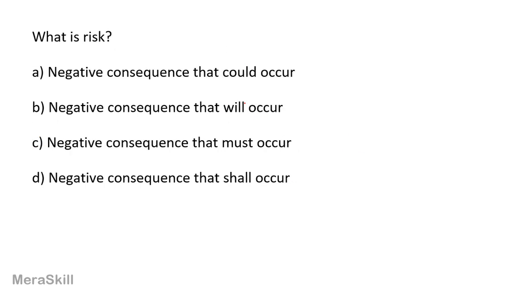What is risk? A. Negative consequence that could occur. B. Negative consequence that will occur. C. Negative consequence that must occur. And D. Negative consequence that shall occur. Risk is negative consequence that could occur, right?